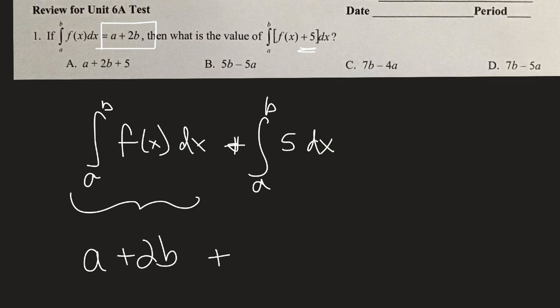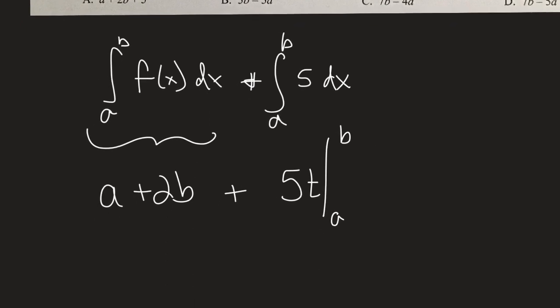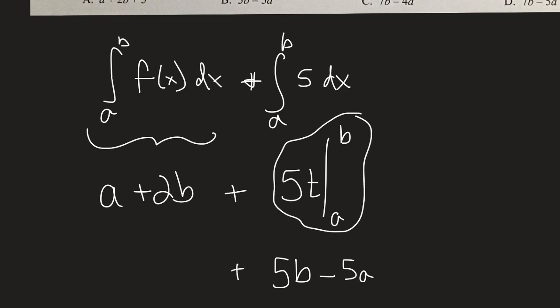And we take the integral from a to b of 5 by anti-deriving. So we're going to take the antiderivative, so we're going to multiply it by a variable. And we're going to evaluate that variable from b to a. So once again, this part is going to be 5 times b minus 5 times a. That's how we evaluate an integral. Plus, we have this other stuff over here.